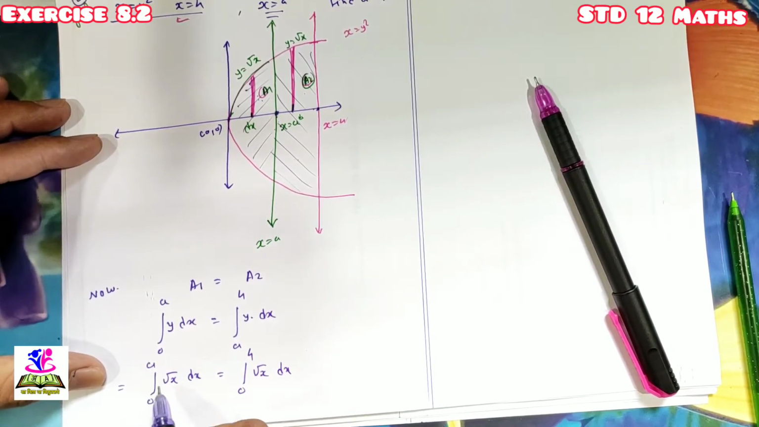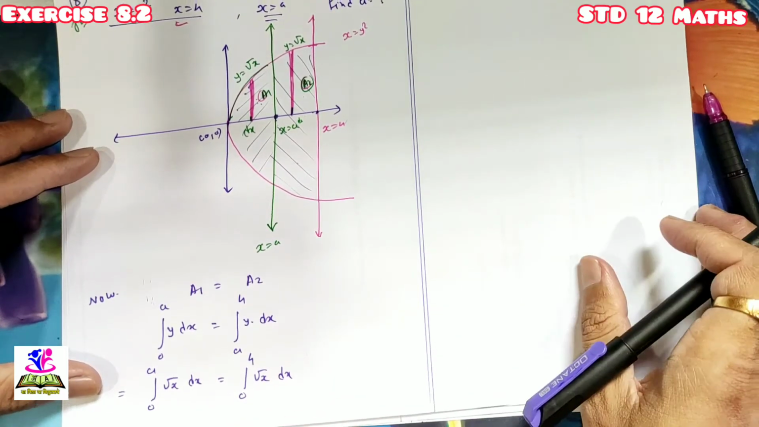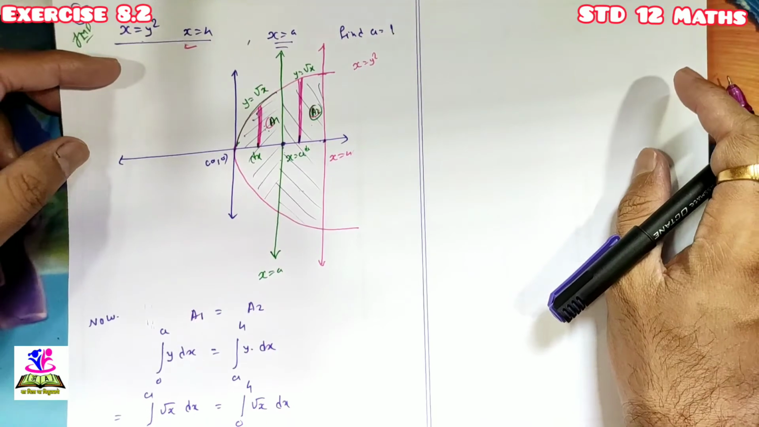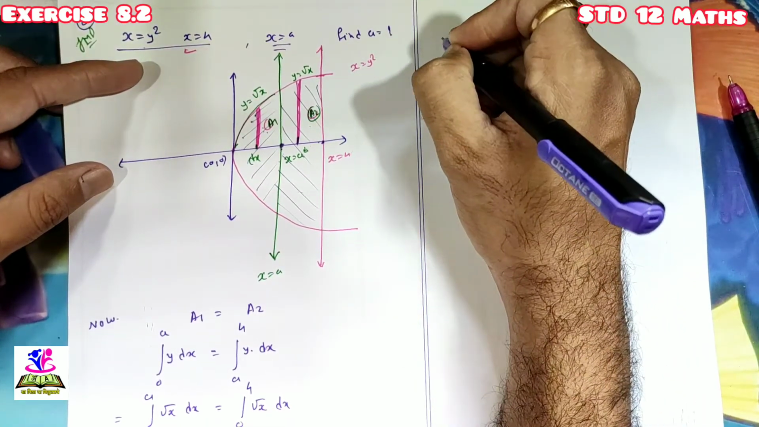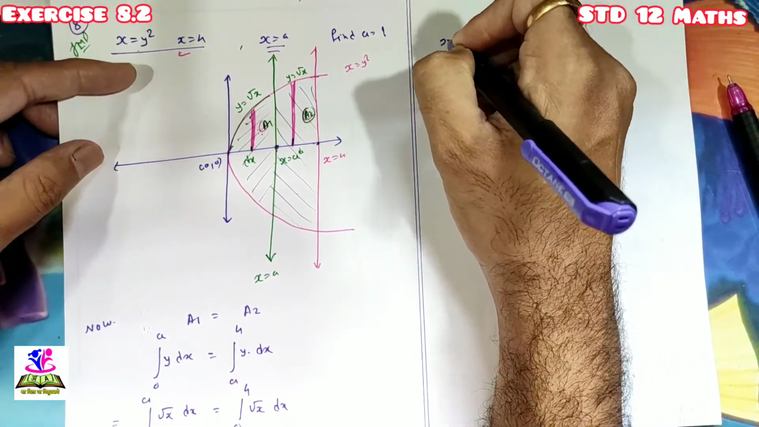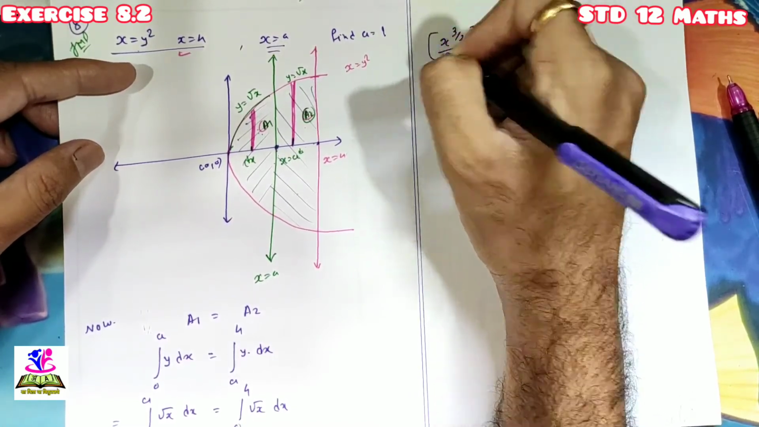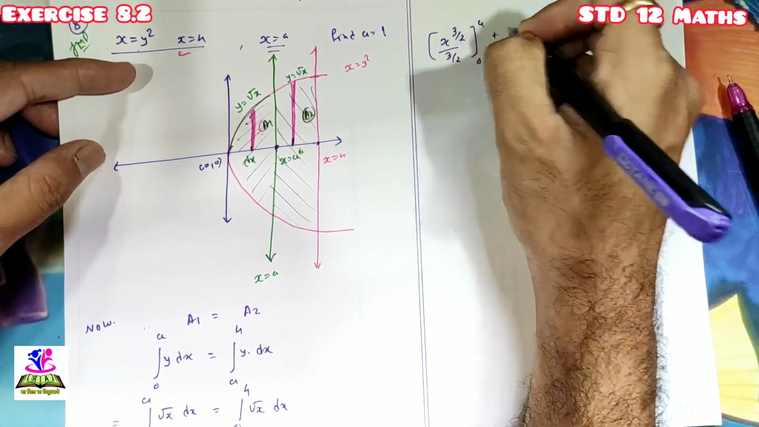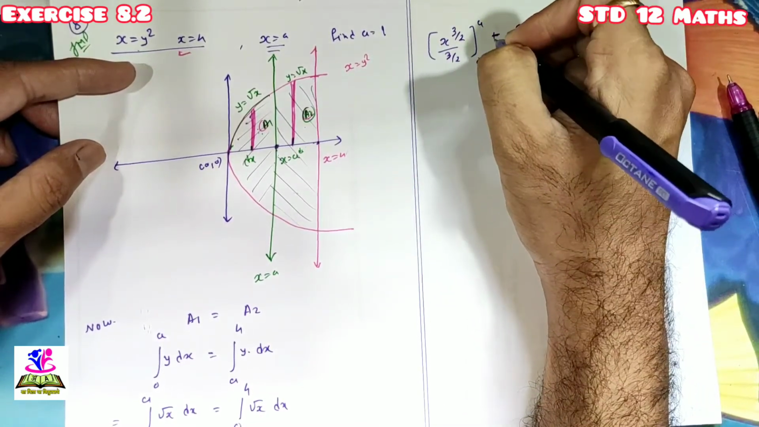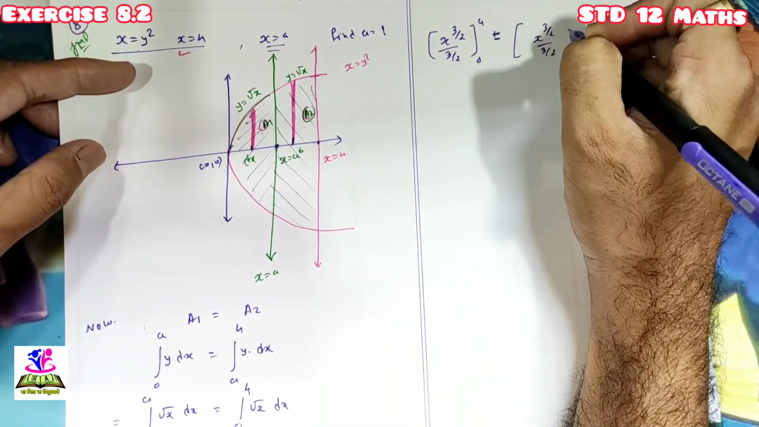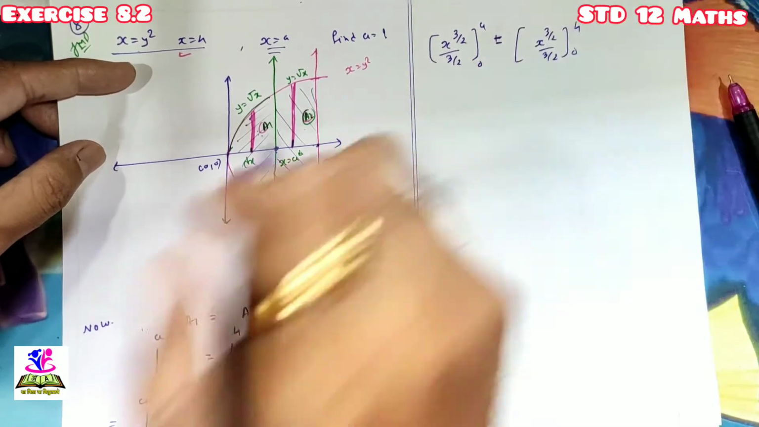Yes, 0 to a square root x and here 0 to 4 square root of x. Now simplify this. So integration of root x is, this is root x, so here I am writing the integration. The power 1/2 becomes 3/2 upon 3/2. So it's x raised to 3/2 upon 3/2 and limits 0 to 4.